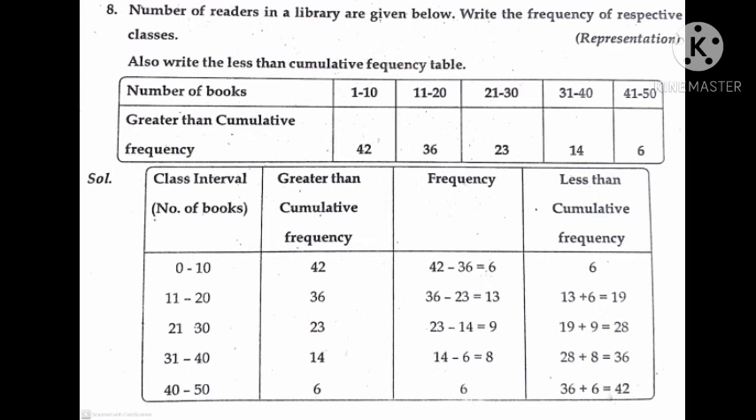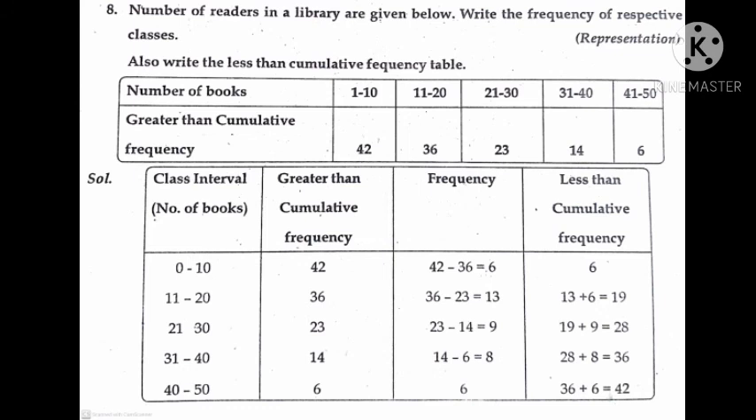Next we have to build the frequency. Observe here the given greater than cumulative frequency. How can we get the frequency? From bottom to top. First we copy 6 as it is. Next, 14 minus 6, 8. Next, 23 minus 14, 9. Next, 36 minus 23, 13. Next, 42 minus 36, that is equal to 6. This is how we find the frequency from the greater than cumulative frequency.